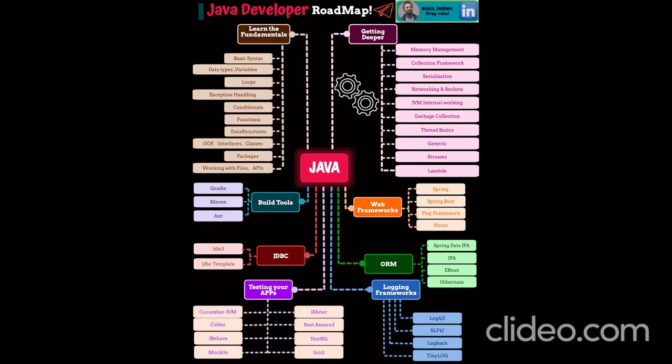12. What is the difference between static and instance variables? Static variables belong to the class and are shared across all instances. Instance variables are unique to each object.